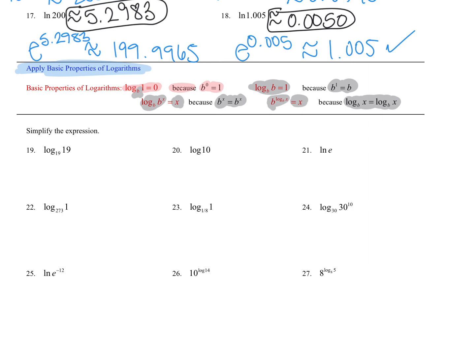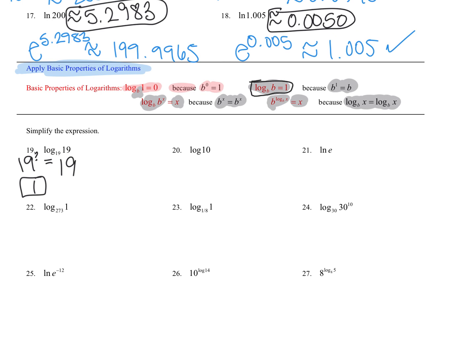All right, so we're going to simplify each expression. My advice is to always write it as an exponent first if it's in log form. So for number 19, I can think of this as 19 raised to some power, which is why I put a question mark, equals 19. Well, that's easy. That would just be the first power. And so that is using the property right here, right?